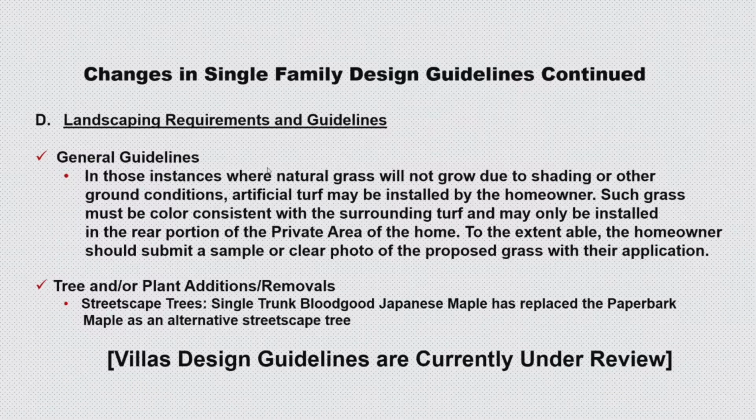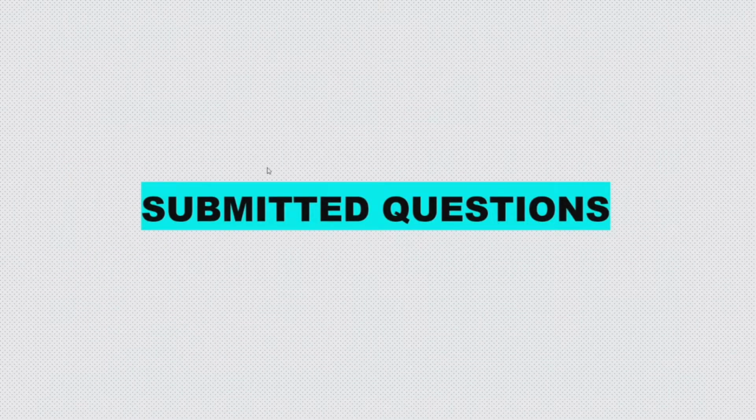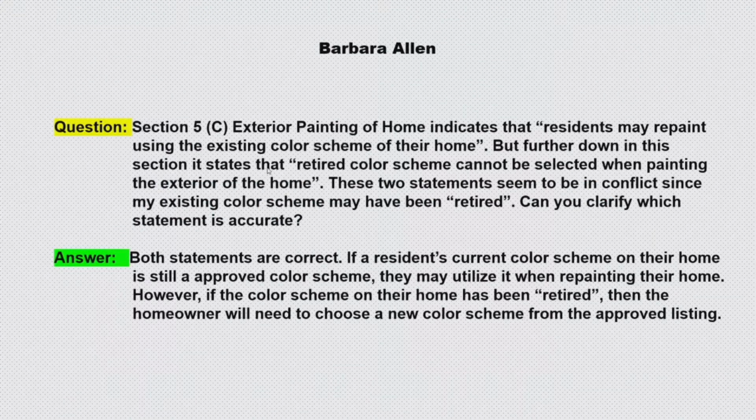Okay, then I had a couple of submitted questions from a person who couldn't be here. Next slide, please. Section 5C, exterior painting of the home, indicates that residents may repaint using the existing color scheme of their home. But further down this section, it states that retired color scheme cannot be selected when painting the exterior of the home. These two statements seem to be in conflict since my existing color scheme may have been retired. Can you clarify which statement is accurate?